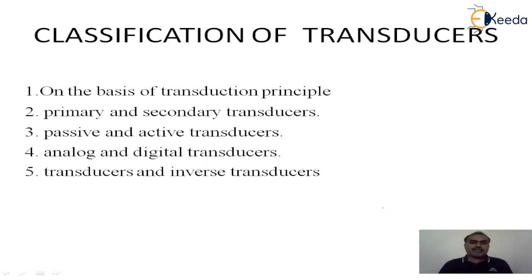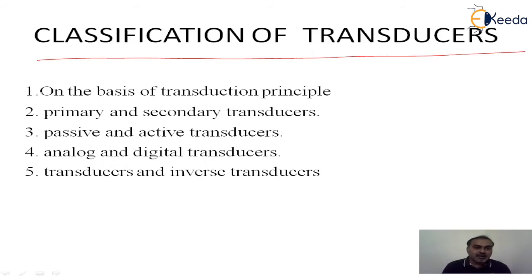How many types of transducers are there in the classification? Generally, five types. First, on the basis of the transduction principle. Second, primary and secondary transducers. Third, passive and active transducers. Fourth, analog and digital transducers. Fifth, transducers and inverse transducers. Now we are going to study them one by one.